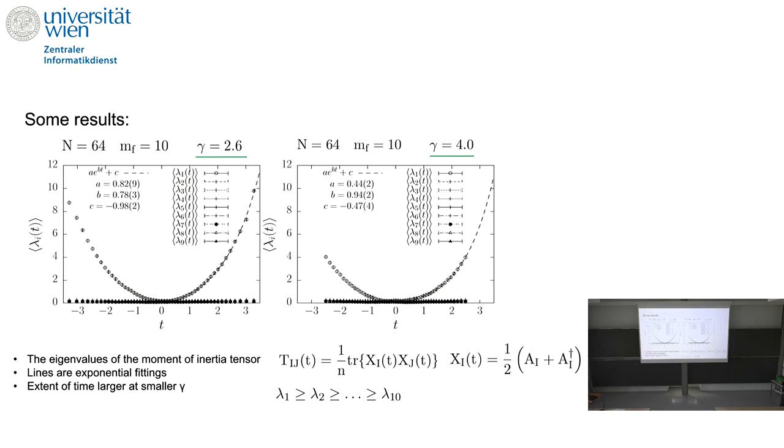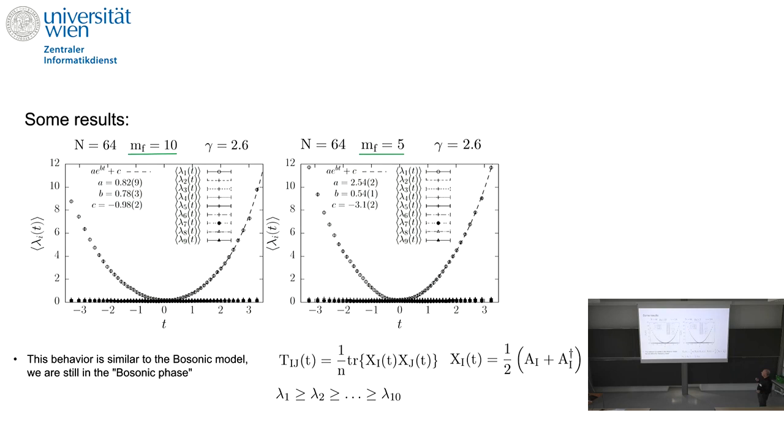Another feature when we find the system in this phase is that one of the dimensions is large, and it is expanding exponentially with time. Here I center the time at zero, as you wanted. What we compute here we call the moment of inertia tensor, because it computes the distribution of the eigenvalues of this matrix. First, we Hermitianize the matrices, then we diagonalize them, order them, and take the expectation value. This gives us this result. Nine of them remain small, and one of them starts small and then increases with a law that is fitted quite well by an exponential. This is for MF equal to 10, and you see here the difference between smaller gamma and slightly larger gamma. We have some signal that the expansion is more prominent.